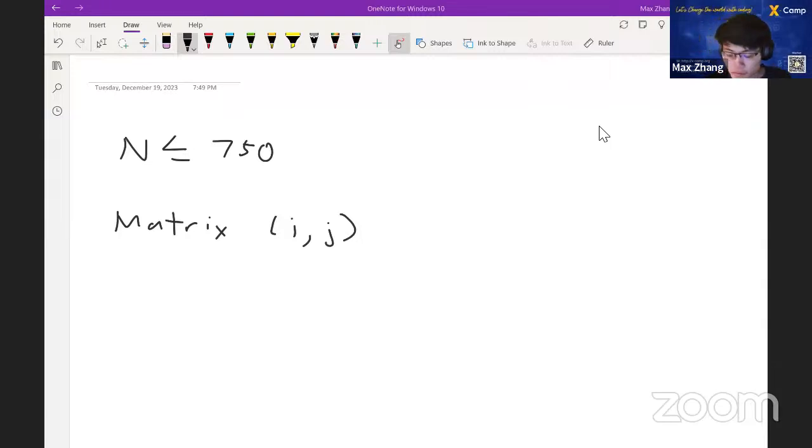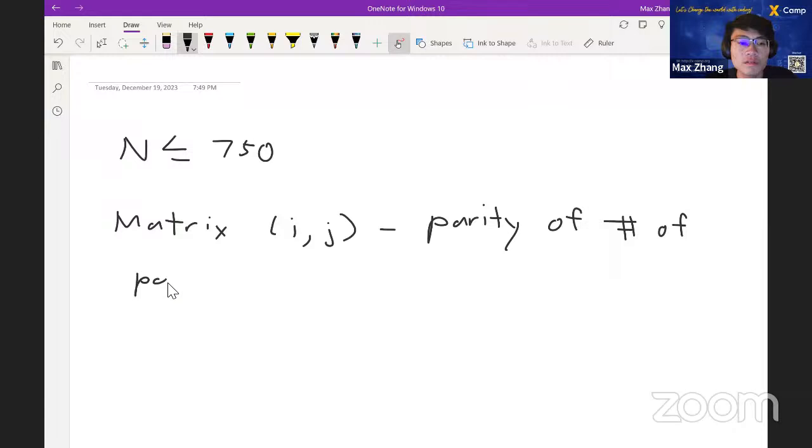Yeah. So it gives us a matrix of i through j, and we are given the parity of the number of paths from i to j. So parity is like even or odd, right? When I say parity, I mean even or odd.